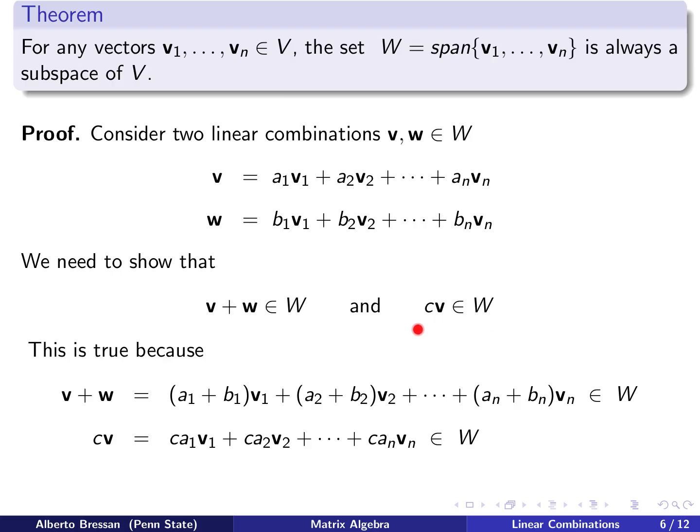And then the second property, C times V is in W. Let's look at C times V. Well, then you just take the V and multiply by C, and you see you can multiply C on every term. And then V1 now will have coefficient CA1, and then V2 will have CA2, and so on. And we see that this is just all real numbers in front of the V's. So again, it's a linear combination of the V vectors, and therefore it belongs to W. Okay, so that proves that W is actually a subspace.